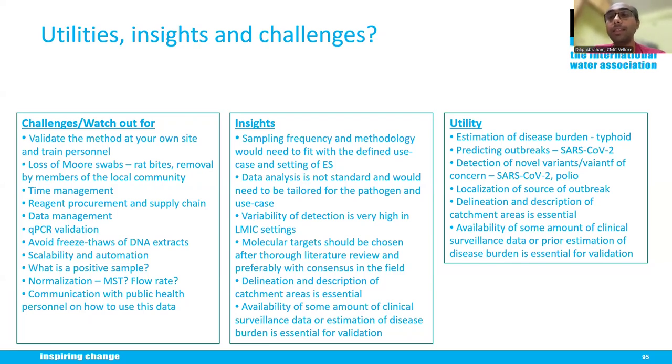Then how do you normalize? Is there an increase in positivity due to an actual increase in the clinical incidence, or basically an increase in the flow rate, or many people pooping at that time? So that's something that is a challenge.